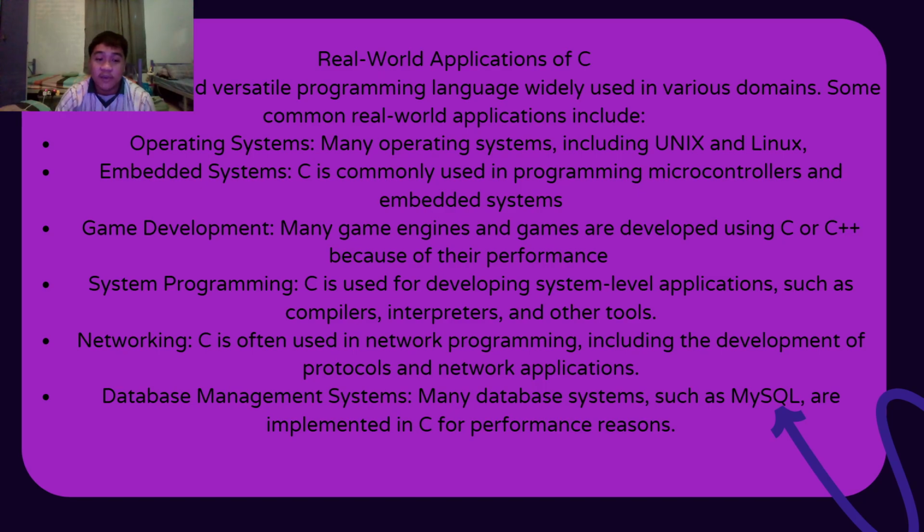As for the entertainment part, game development is done using C or C++ because of their performance. Next one is system programming. It is widely used in developing system level applications such as compilers, interpreters, and other tools. While in networking, C is often used in network programming, including the development of protocols and network applications. As for the final one, it is database management systems.